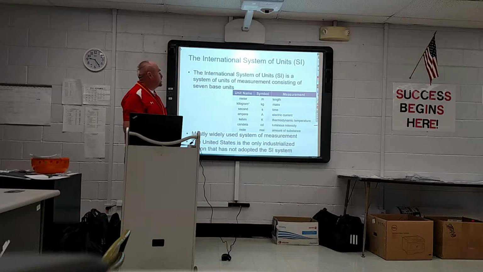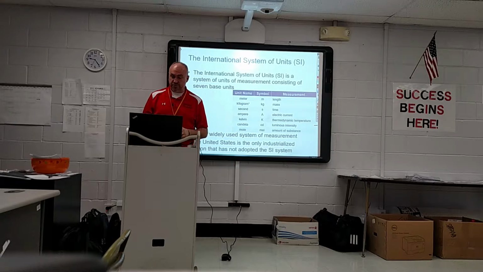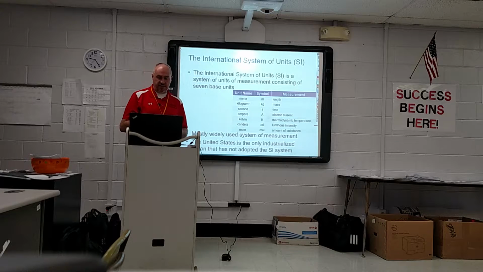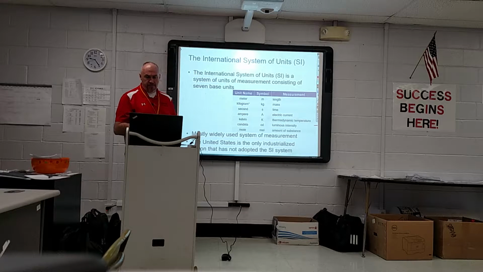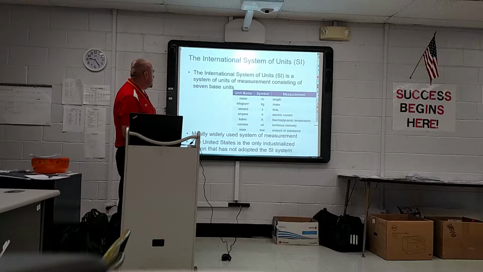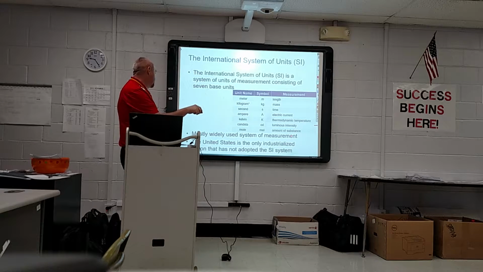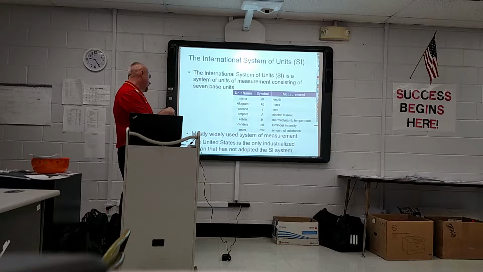The International System of Units, also known as the SI system of units. This is really the modern form of the metric system. The abbreviation SI is from French System International de Units. And you see here on this chart that this is the most widely used system of measurement. The only industrialized nation that has not adopted the SI system is, of course, us in the U.S. And that's why we'll look at also the U.S. customary system in a few moments.